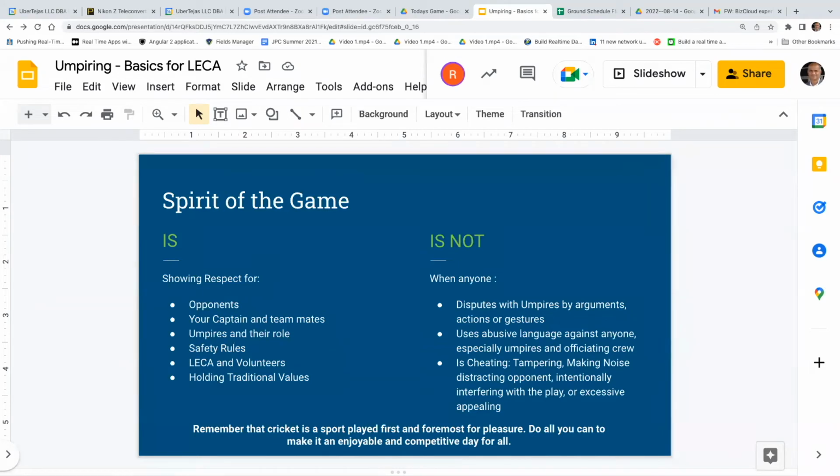And all of that is a big lecture, but at the end, this is a simplified way of saying what is the spirit of the game, right? It starts with showing respect for opponents, showing respect for your teams, showing respect for the captain, understanding umpires and their role. They're here to conduct the game, not to take sides. Make sure that any safety rules that are put in place by the board, but that are put in place by local, or even common sense, right?